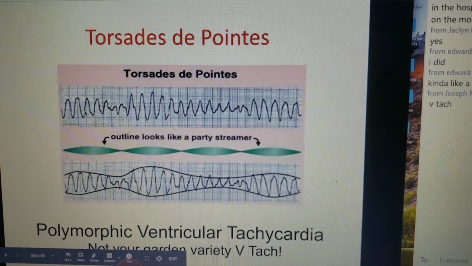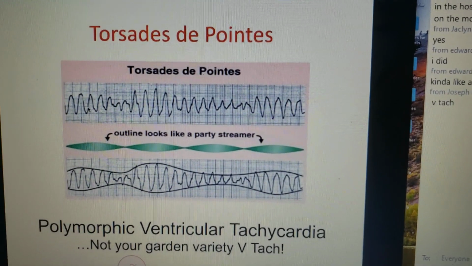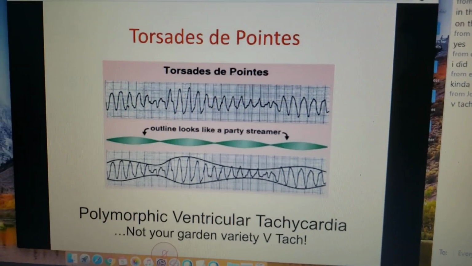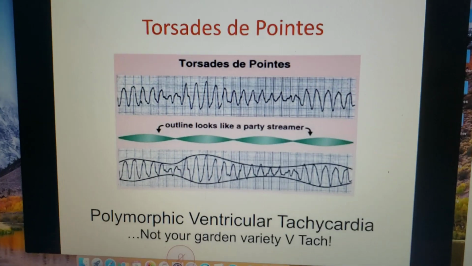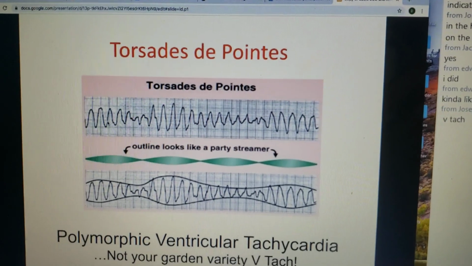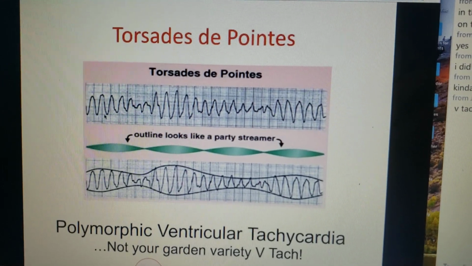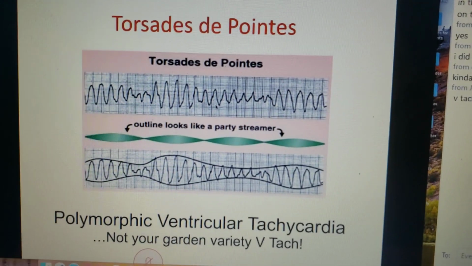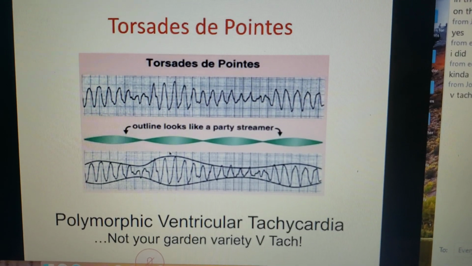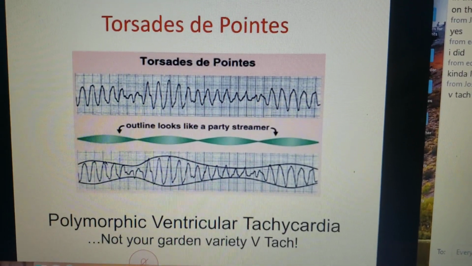This is polymorphic VTAC. It's coming from different areas of the ventricle. So you have a run from one side, and then a run from a different part, and then a run from that other side. It looks twisted. It looks like a party streamer. Torsades de pointes. It's a VTAC. Is it pulses or not? You have to check. We have different things that we do for torsades de pointes, but that's what it looks like. It looks like it's twisted, but it's not actually twisted. What's happening is it's coming from different areas, and that's why you get the different shapes.